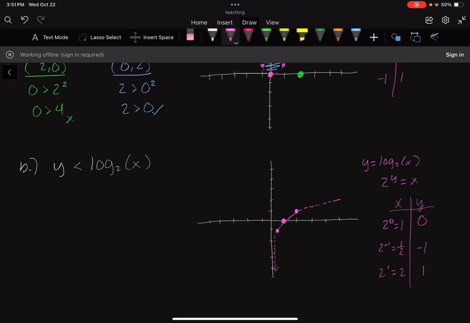This is a dashed line. And remember, there's an asymptote, so you don't want to go over that asymptote, which is x equals 0. And now we can test points. If I test something on the outside, let's see what I would get. I get 0 is less than log base 2 of 0. Well, I can't do log base 2 of 0, right? It doesn't make any sense.